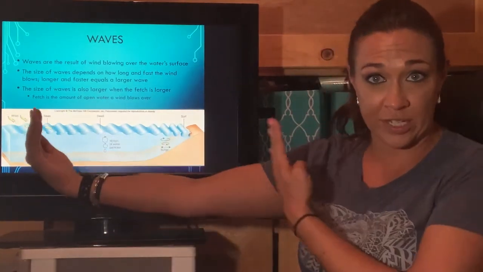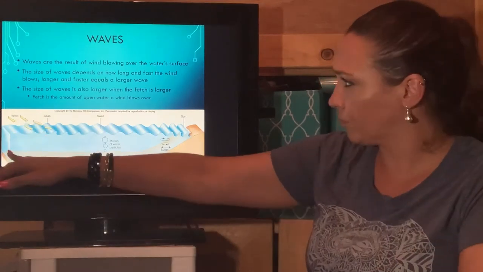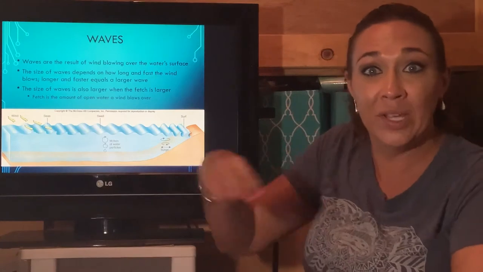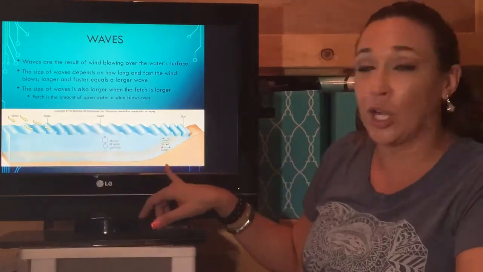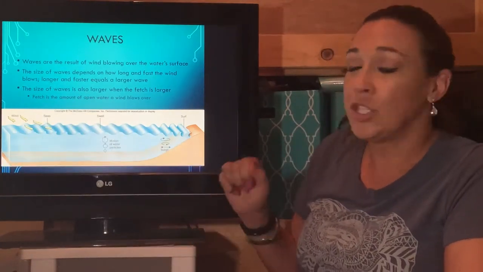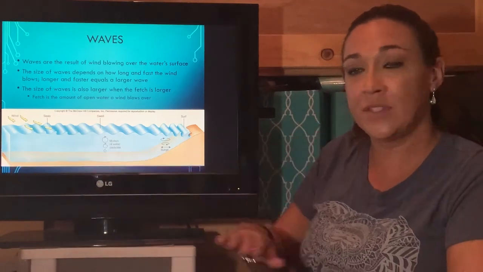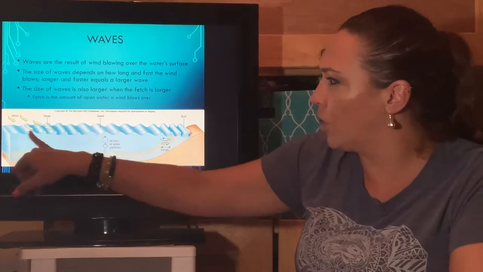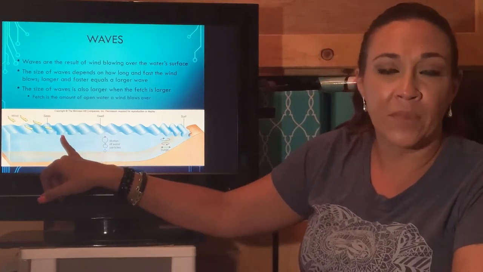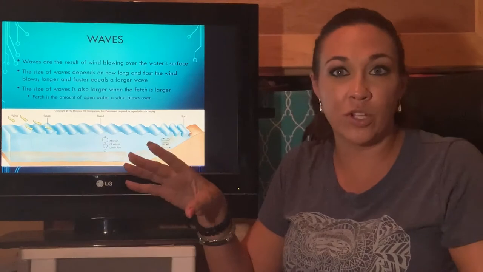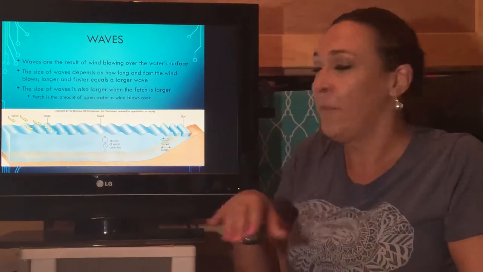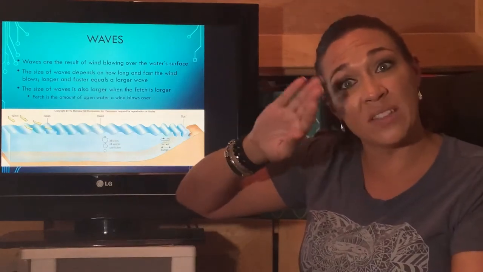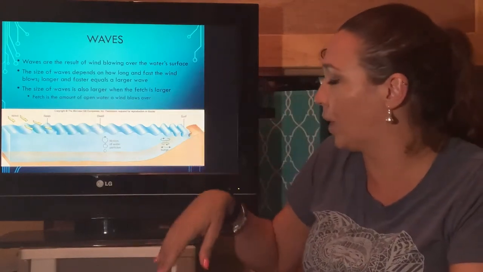So the fetch is the amount of open water that the wind has been blowing over, building up the waves. If your fetch is larger, then your waves are going to be larger. The wind pushes on the water and creates little tiny ripples, maybe stronger in some areas. If you've ever looked out on the ocean, those white caps are big strong winds pushing the waves over, creating a little crest, that little white surf breakage.